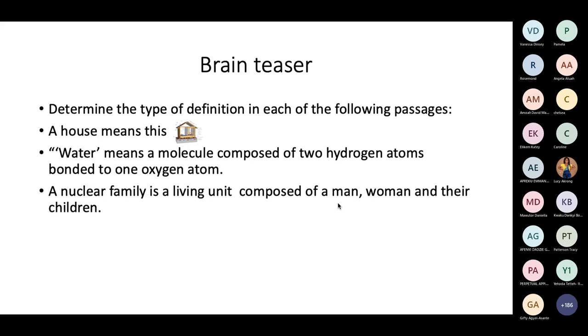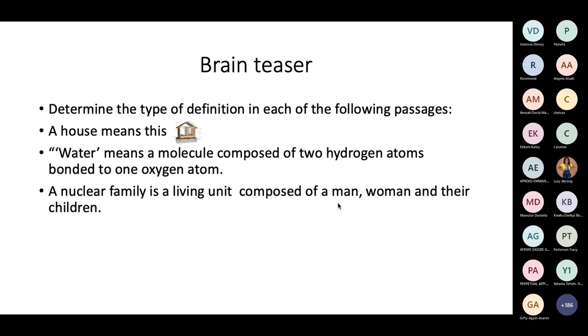Now, water means a molecule composed of 2 hydrogen atoms bonded to 1 oxygen atom. What kind of definition is that? Operational. Yeah, the word bonded gives it away as an operational definition. So when you see bonded, it is a process.